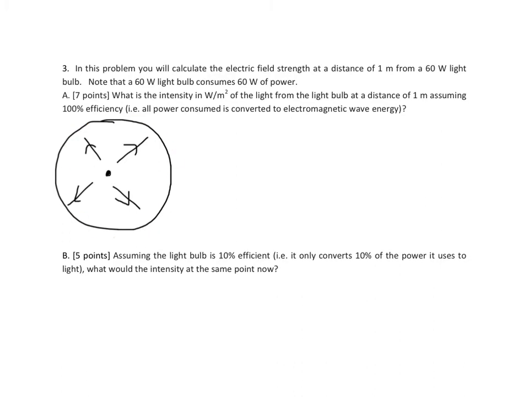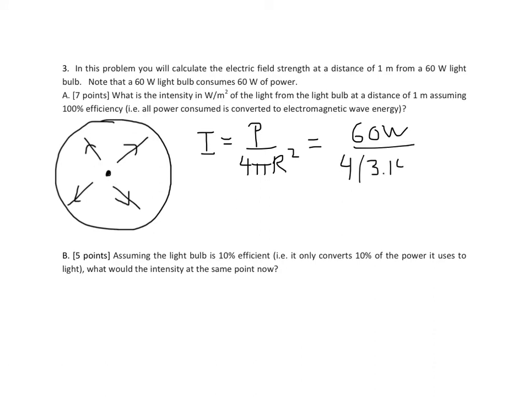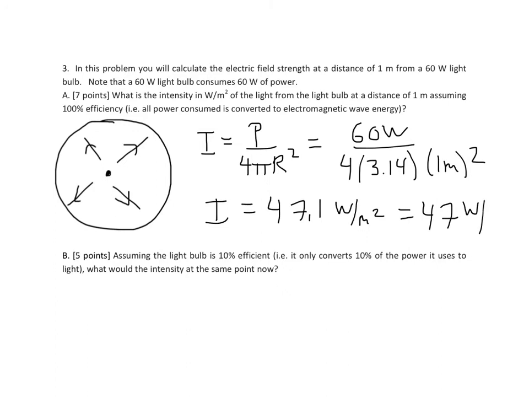So that implies that the intensity will be the total power divided by the area of that sphere, which is 4 pi r squared. That's 60 watts over 4 pi times 1 meter squared, which is 47.1 watts per square meter, or to 2 sig figs, 47. Just a correction, I did say that this sphere had a diameter of 1 meter. It actually has a radius of 1 meter, okay? The radius of the sphere is 1 meter, not the diameter.